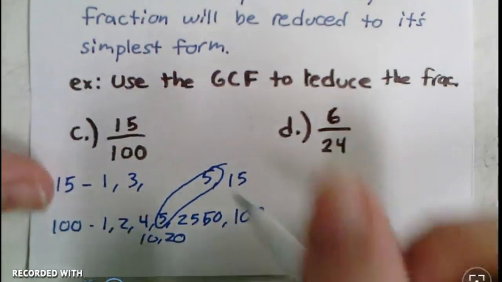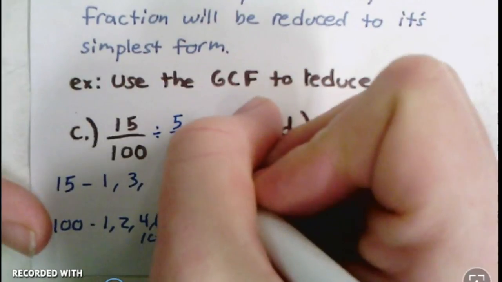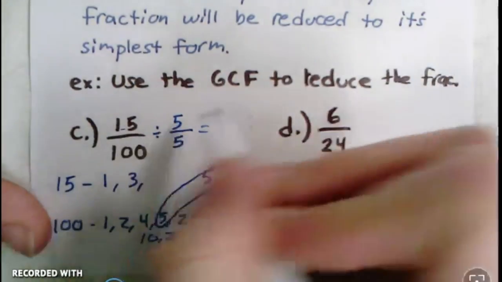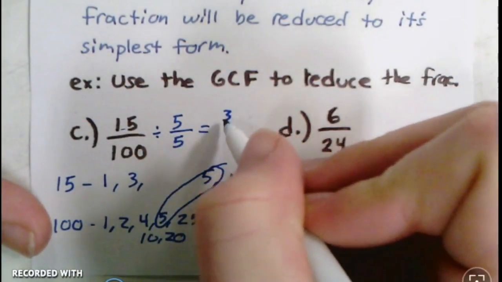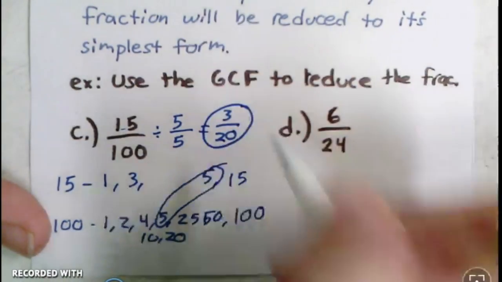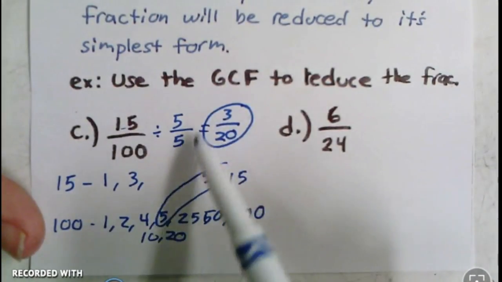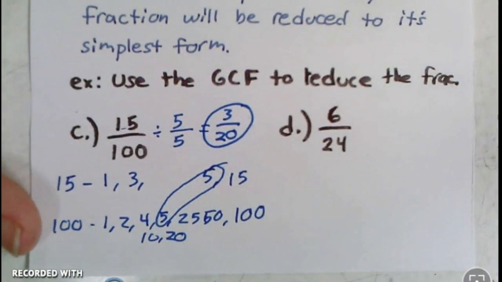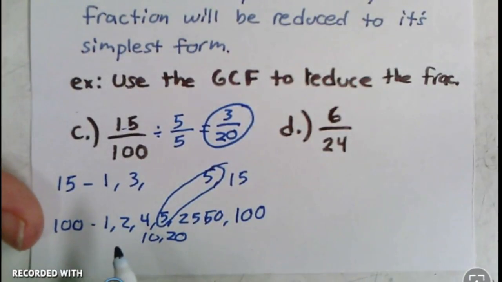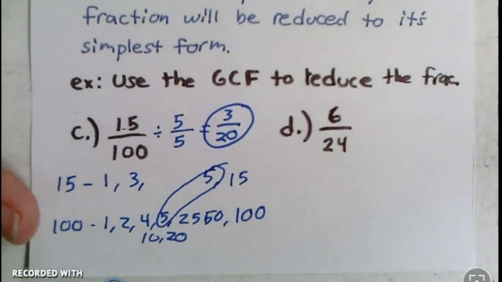So now what I'm going to do is divide by 5 over 5. 15 divided by 5 is 3. 100 divided by 5 is 20. And so 3 over 20 is the fraction in its most simplified form. This got kind of messy down here. I should have given myself even more space with 100, since it's such a big number.